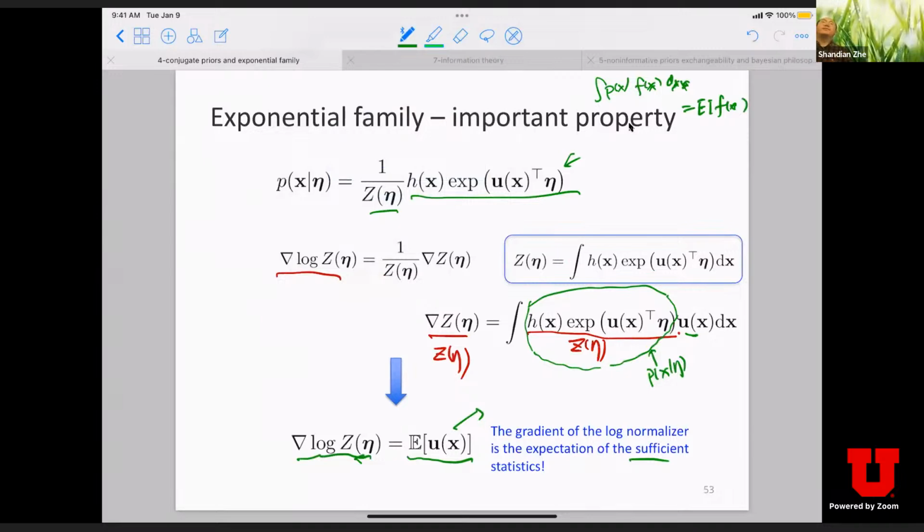Does it make sense? That's one nice property. Any questions so far? Is everyone comfortable? If you still feel a little unclear, don't worry. You can do this by yourself. Just do the ordinary derivation, take the gradient, apply the chain rule, and you'll see this.